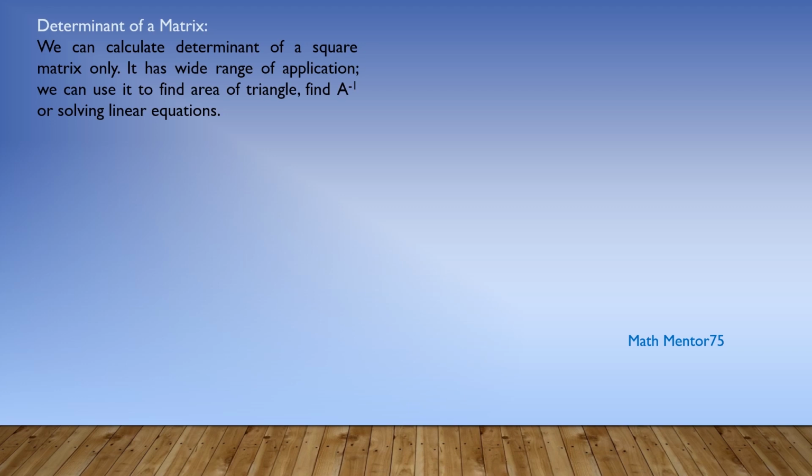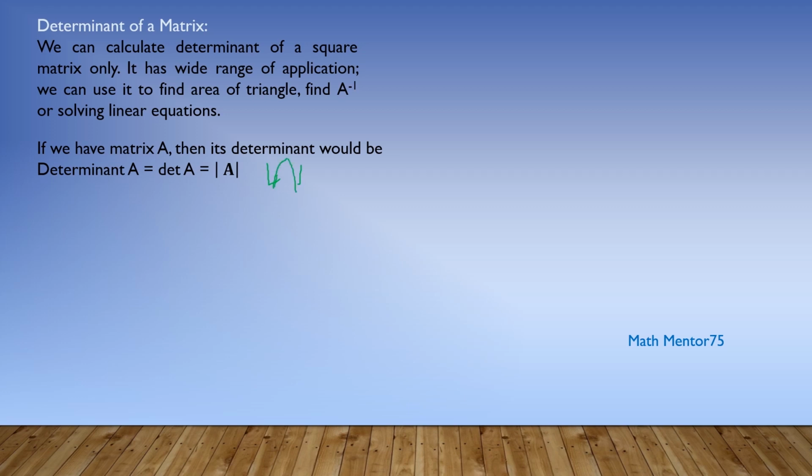So how are we going to proceed further? If you have a matrix A, then its determinant would be written as the whole word determinant, or DET capital A abbreviation, or we can write down the matrix A and put two vertical lines around it. Now these two vertical lines mean determinant. It seems like a modulus, but this is not modulus. This is the symbol for determinant.